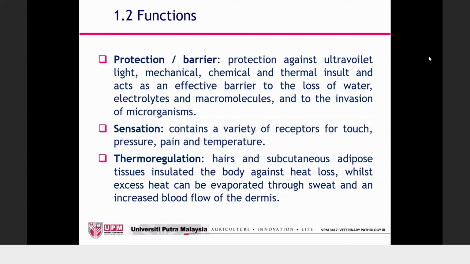All right. For thermoregulation. Okay. Skin is also important for thermoregulation, whereby you have special structures like the hair, subcutaneous adipose tissue, which helps in insulation of the excessive heat, will be evaporated sweat and the epidermis.